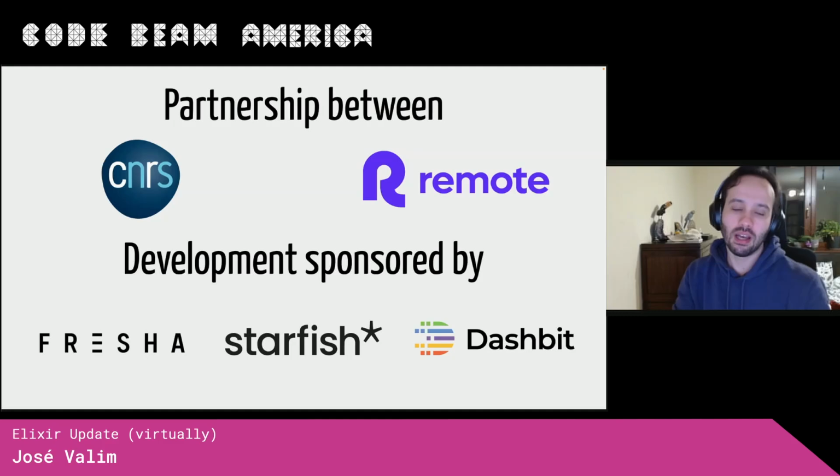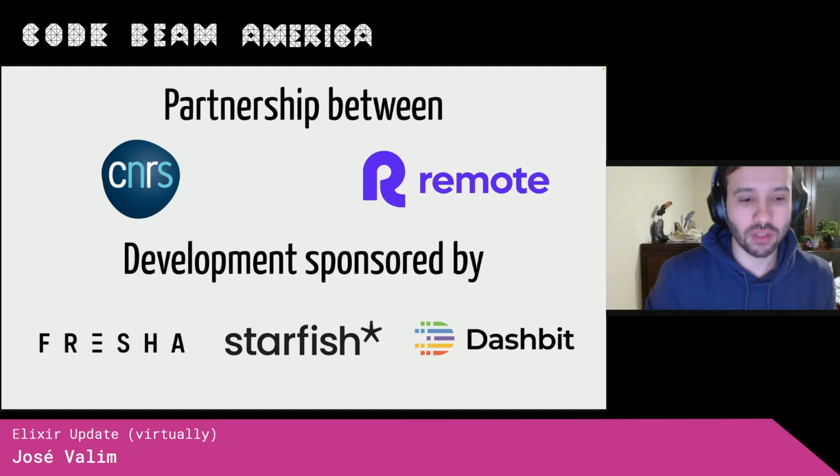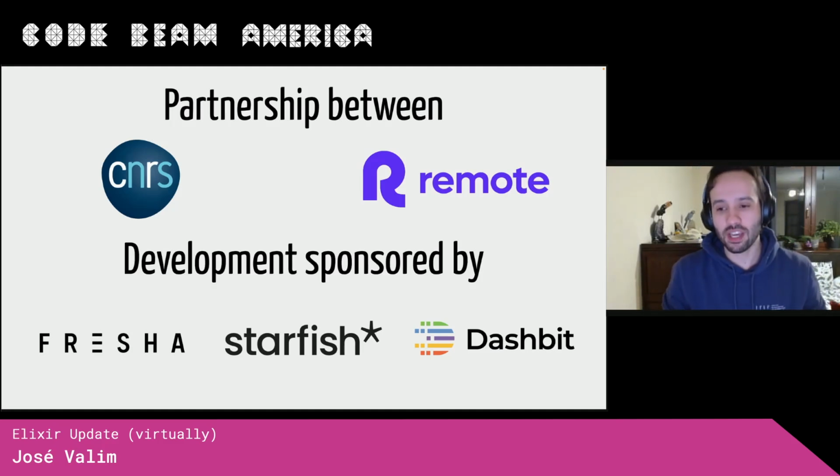So, yeah, that's the roadmap, and this is possible only thanks to the partnership between the CNRS, which is the National Center of Scientific Research in France, and Remote. And the development of the type system is sponsored by Fresha, Starfish, and Dashbit. So a huge thank you to those companies because it would literally not be possible without their contributions.